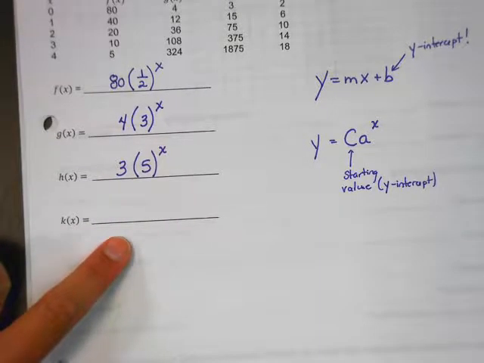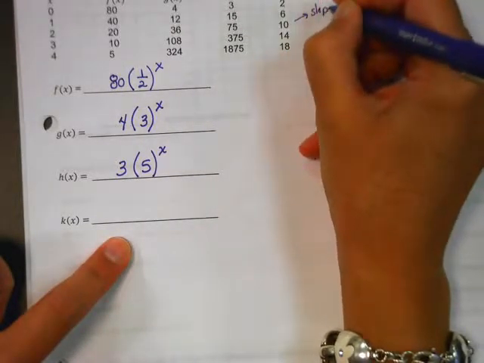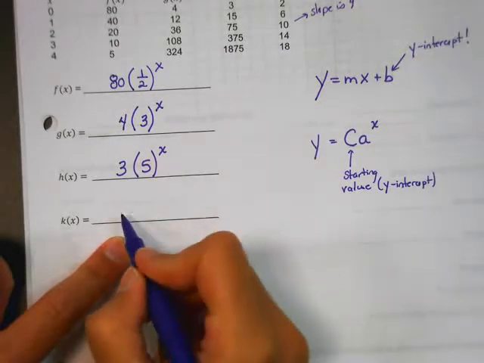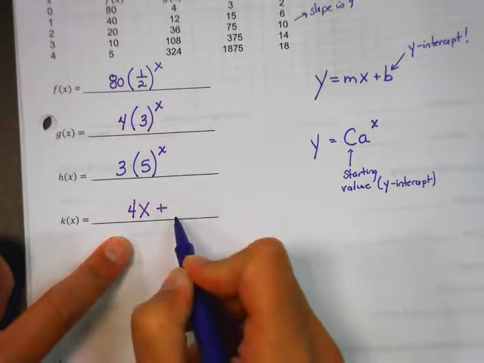And then the last one is linear, right? What am I adding each time? 4. So that's my slope. So my slope is 4. Okay, so y equals mx plus, what's my starting value? What's my y-intercept? 2.